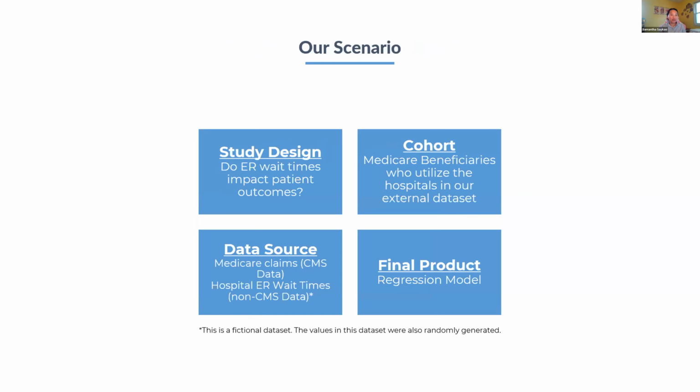So our study design for today is we're interested in learning if ER wait times impact patient outcomes. So our cohort will be Medicare beneficiaries who utilize hospitals in our external data set. So this is going to be a fictional data set that was randomly generated. And then our data sources that we will have are Medicare claims data, and then our fake external data set, the hospital ER wait times. And then our final product will be our regression model.